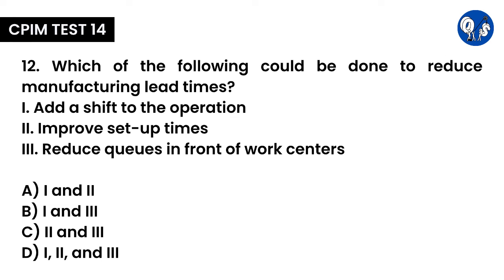Question number 12. Which of the following could be done to reduce manufacturing lead times? 1. Add a shift to the operation. 2. Improve setup times. 3. Reduce queues in front of work centers. Here option D, which refers to all the options, is the correct answer. All the answers, if implemented, would reduce lead times, some more quickly than others.